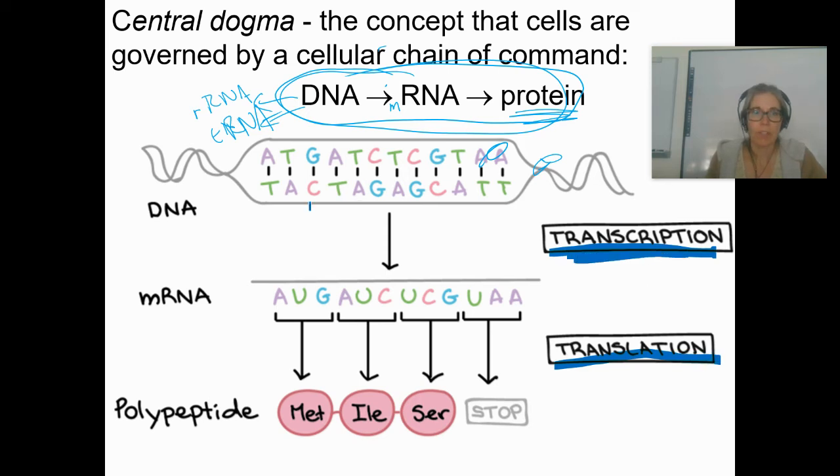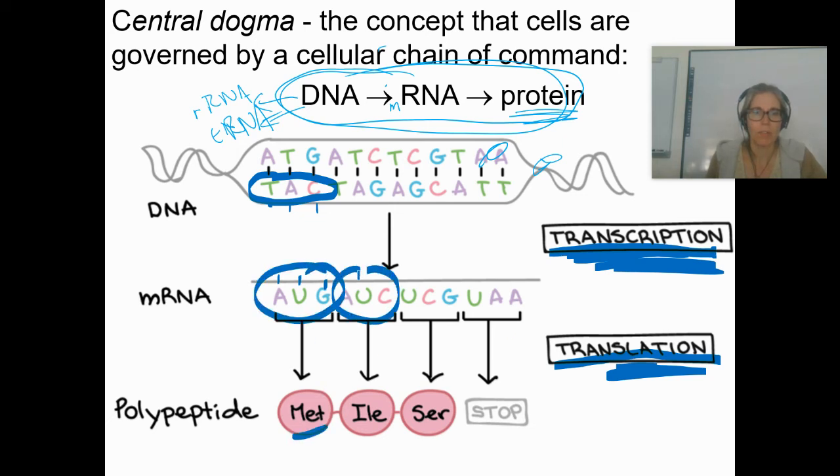Transcription, same language. If I told you to read TAC, you could go T goes with A goes with U, C goes with G, right? That's transcription. And then translation, you need your codon sheet for that. Translation's hard, it's a brand new language. AUG codes for methionine, AUC codes for isoleucine, UCG codes for serine, UAA is punctuation, it codes for a stop.